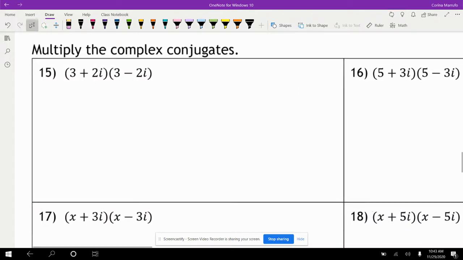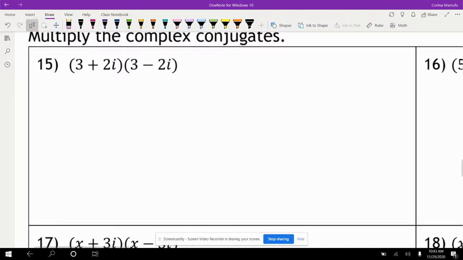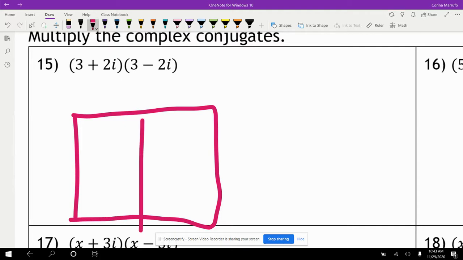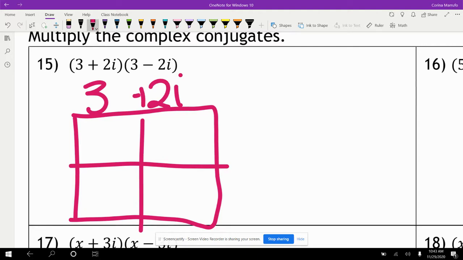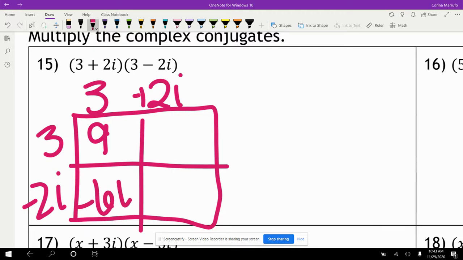I know it sounds kind of fancy, but it's not too bad. We multiply exactly the same way that we did earlier. So we have 3 and a positive 2i, and we have 3 and a negative 2i. 3 times 3 is 9. Negative 2 times 3 is negative 6i. Positive 2 times 3 gives us a positive 6i. And then 2 times 2 gives us 4, so negative 4i squared.